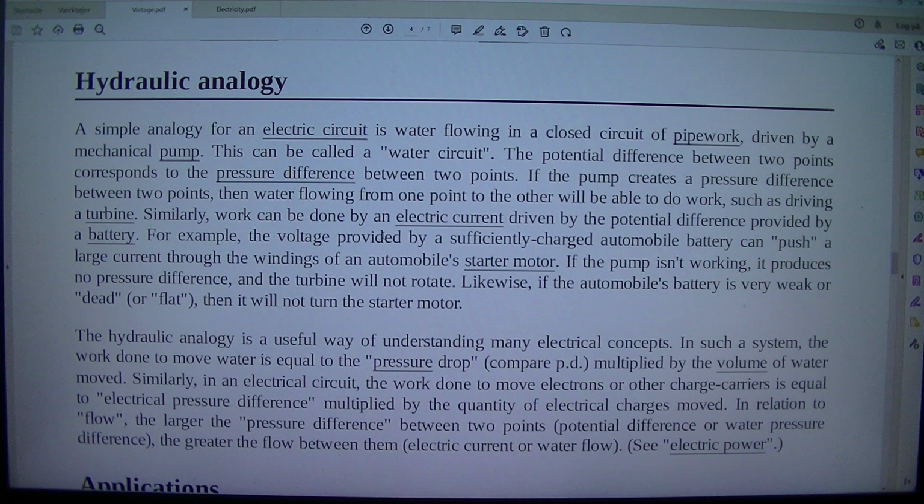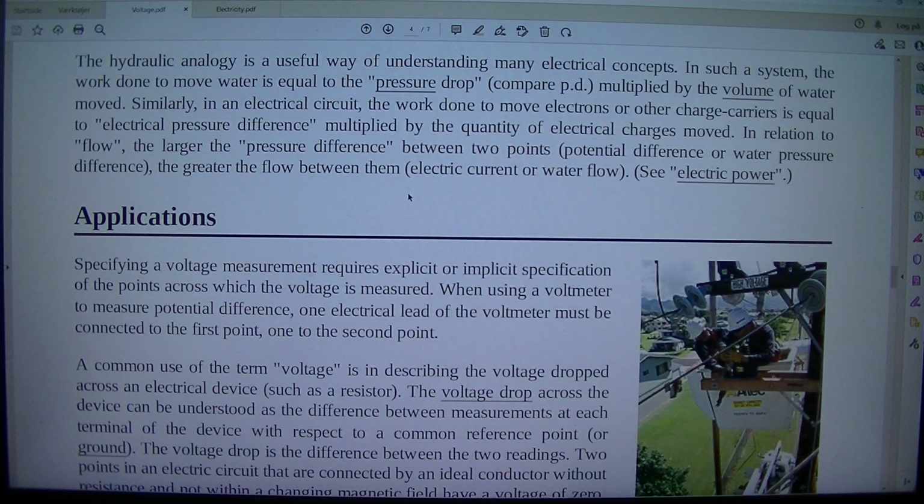Similarly, work can be done by an electric current driven by the potential difference provided by a battery. For example, the voltage provided by a sufficiently charged automobile battery can push a large current through the windings of an automobile's starter motor. If the pump isn't working, it produces no pressure difference, and the turbine will not rotate. Likewise, if the automobile's battery is very weak, dead, or flat, then it will not turn the starter motor. The hydraulic analogy is a useful way of understanding many electrical concepts.